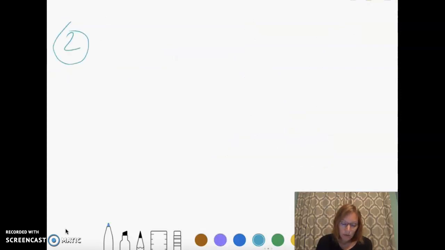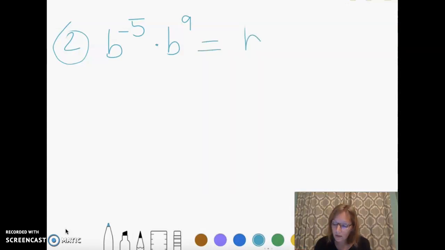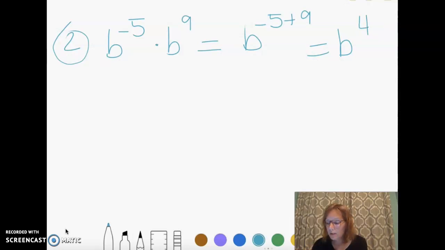Number 2 says b to the negative 5 times b to the 9th. And now I'm multiplying. So remember, when I multiply the bases, I add the exponents. So what this looks like, if I write it out, is b to the negative 5th plus 9. So I know that my base is going to be b. And now I'm just adding those numbers. Negative 5 plus 9. The signs are different, so I subtract. 9 minus 5 is 4. And the answer takes the sign of the bigger number, which is 9, and it's positive. So I'm going to leave that as b to the 4th power.